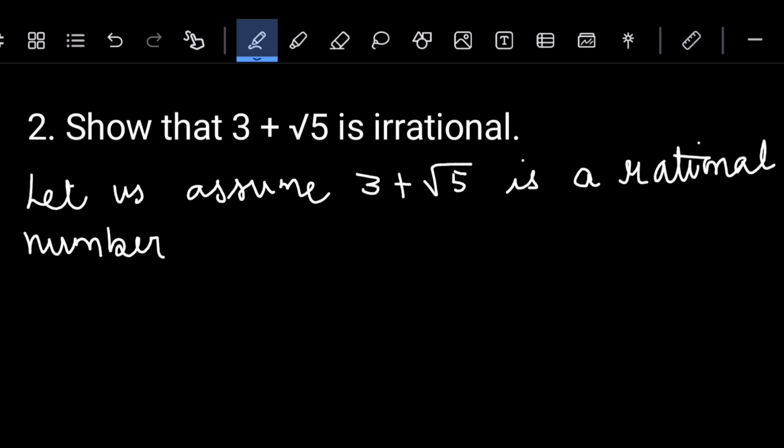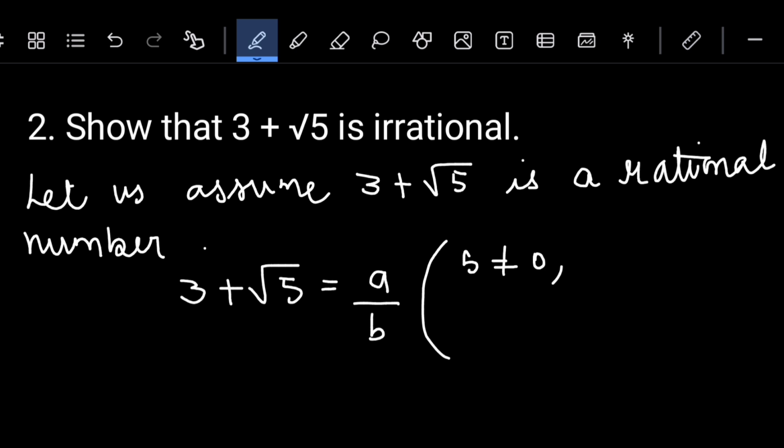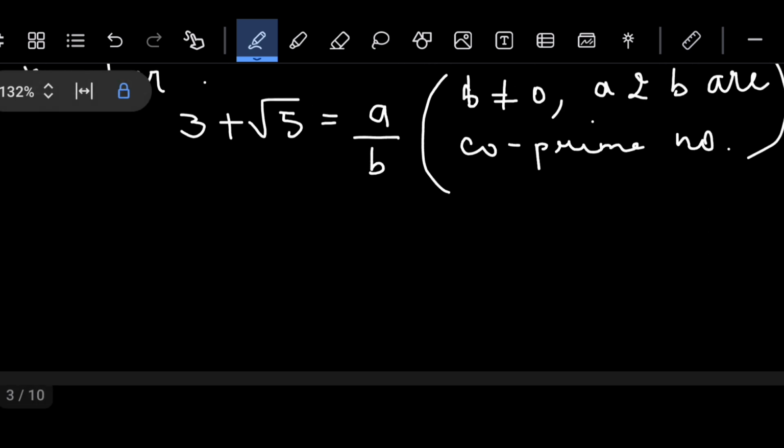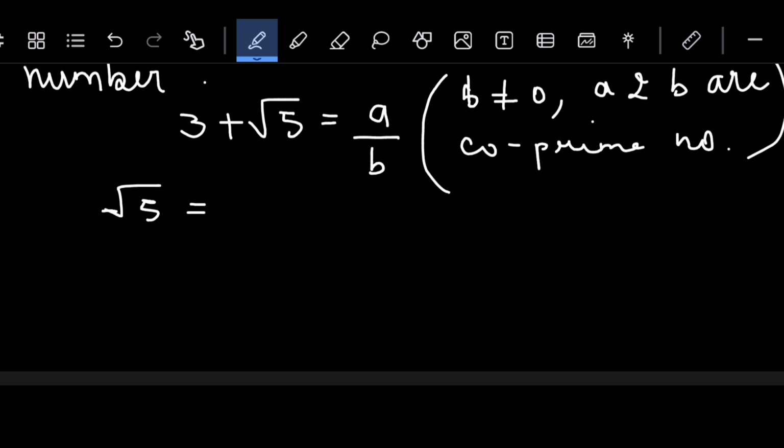Okay, then what we'll do is we'll write 3 plus root 5 is equal to a by b, and same thing we'll write in the bracket where b is not equal to 0 and a, b are co-prime numbers. Okay, fine. Now we'll write the root 5 on one side and take 3 to the other side, that is, taking the 3 to the right hand side. So it would be root 5 is equal to a by b minus 3.